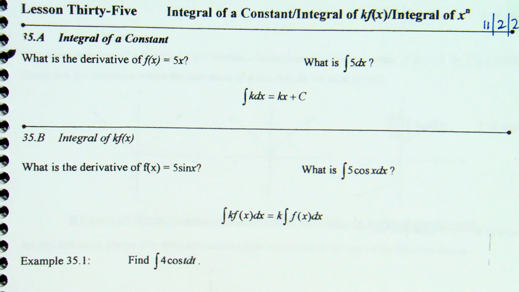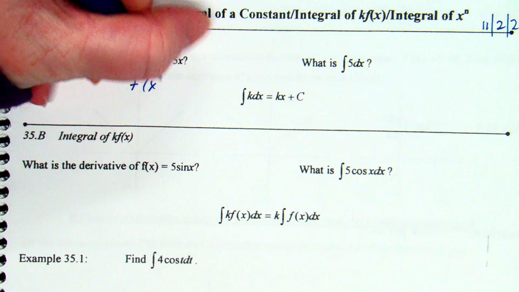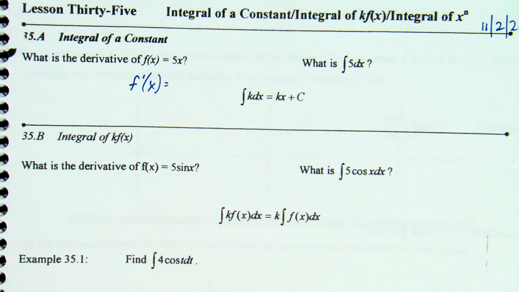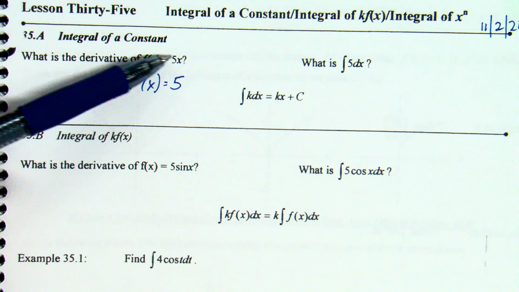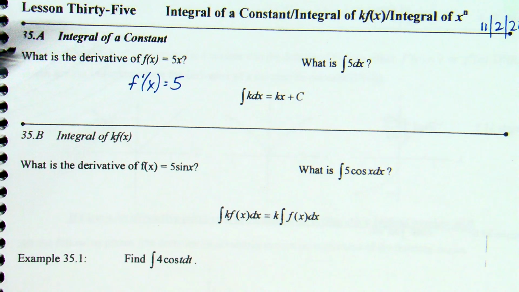Start with derivative. If f of x equals 5x, what is the derivative of f of x? In other words, what is f prime of x? It would be 5. Okay, so this is the derivative, right? Kind of leading you in here. But this goes back to the rule of subtract 1 from the exponent and multiply it out front, which this just becomes 5, your x drops off.